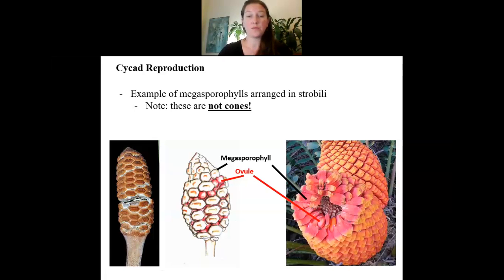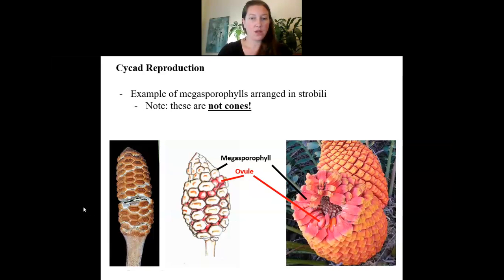This is from a female plant. This is a species whose megasporophylls are arranged in strobili. And you can see here those little round, what do they look like? They almost look like the crackers you put in soup, right? Like that kind of a little weird shape. So each of those has an ovule attached to it. So I will highlight the ovule here just so you can see. On the drawing, it's in red.